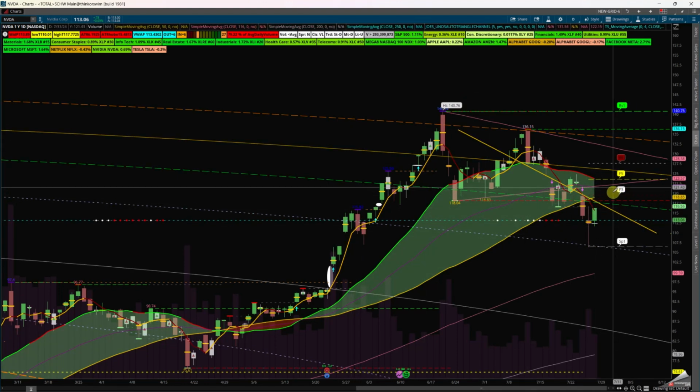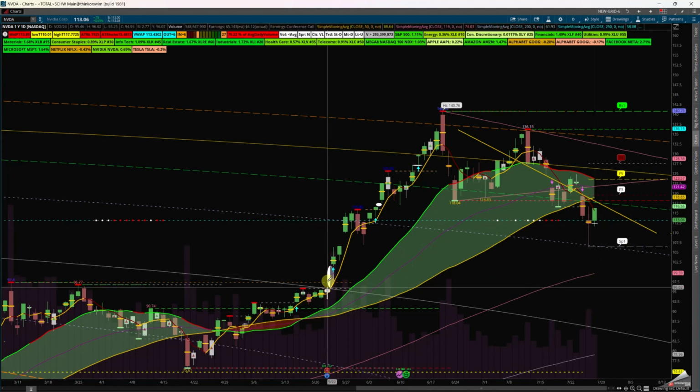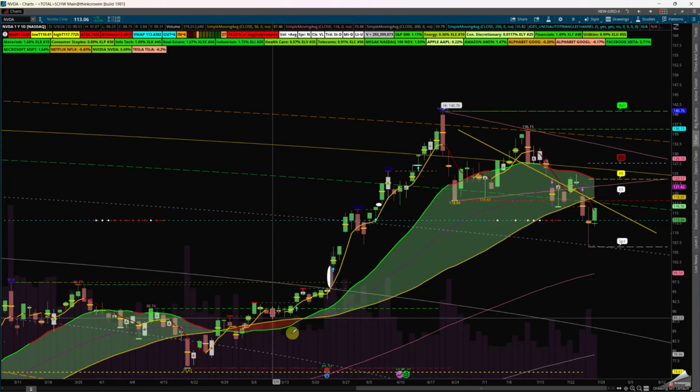But if I cannot clear the 38.2 fib and the backside of this channel and the 50, it does this and falls back in. We're going to look for the 116, 100% of this gap, and eventually this consolidation if you look at NVDA.